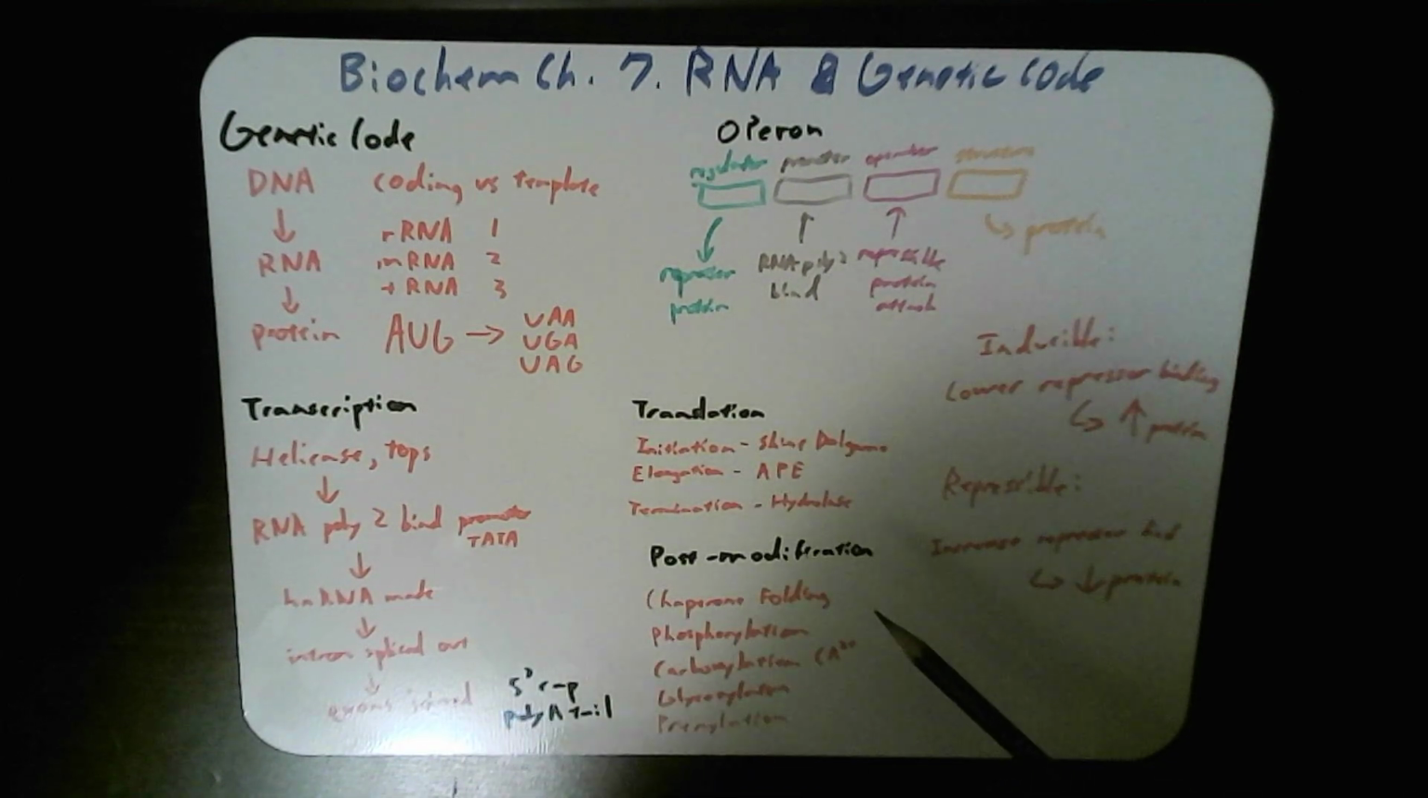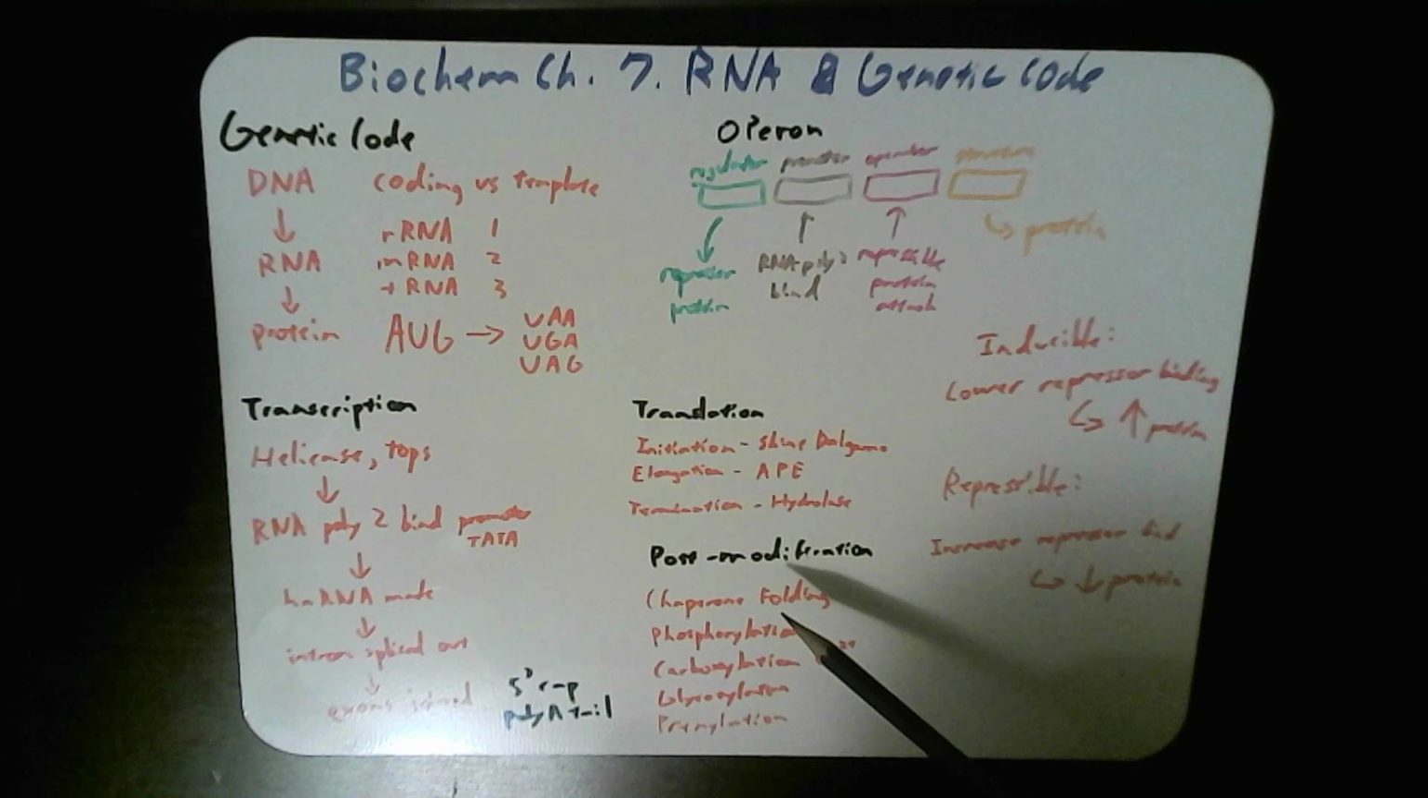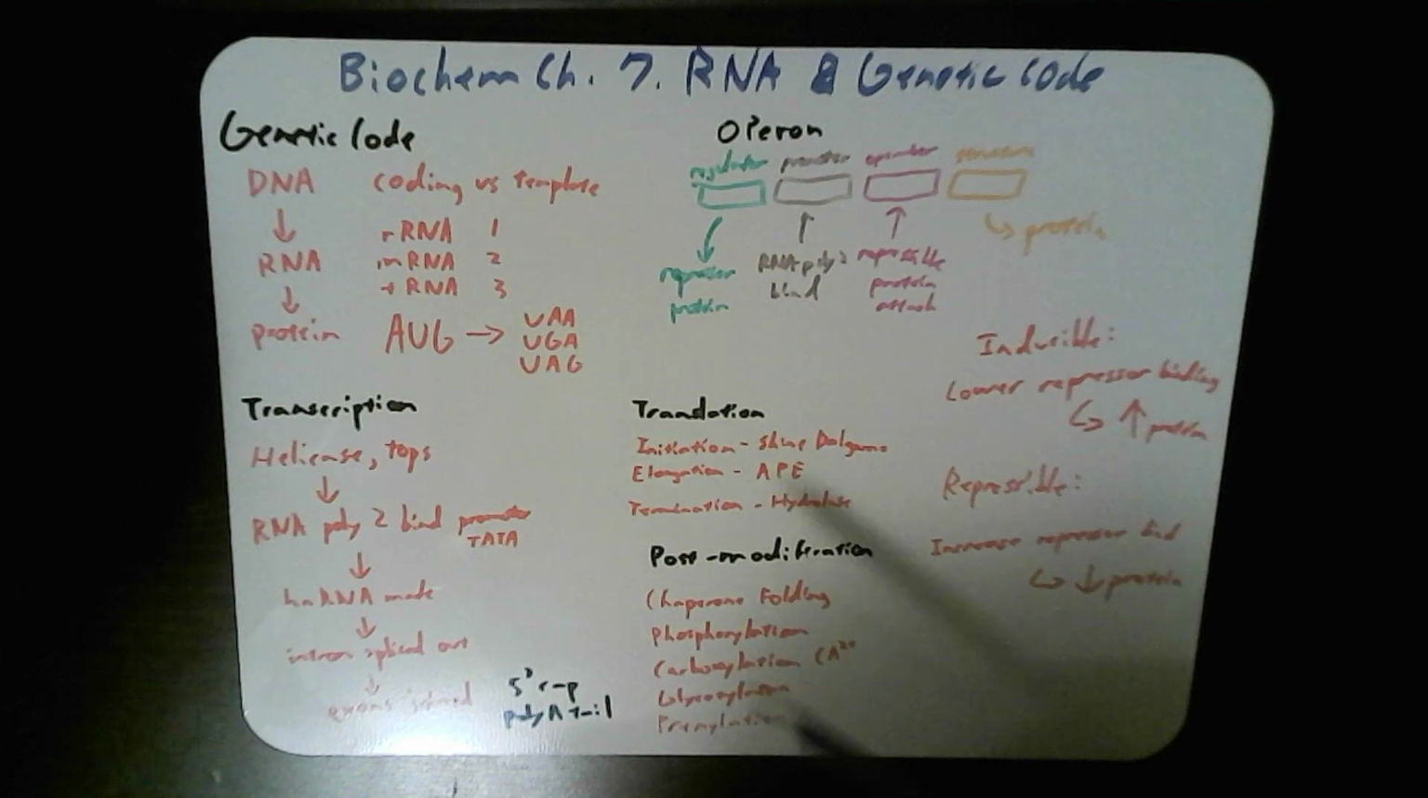In the post modifications, we could do the following. Either chaperones could help us fold the protein better. We could phosphorylate the protein to activate or inactivate it, such as in phosphate kinase and such. We also have carboxylation, which allows an attachment site for calcium. Glycosylation could be done in the Golgi apparatus. And we also have prenylation. Prenylation just adds different lipid molecules to active enzymes.